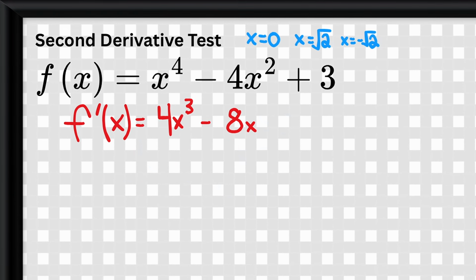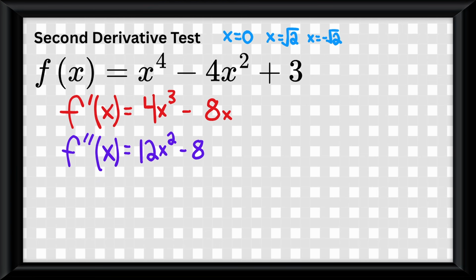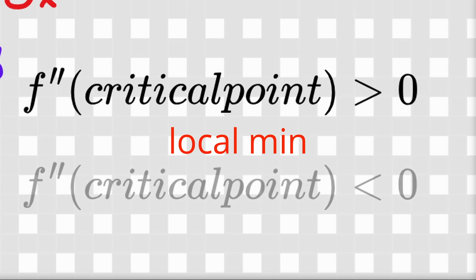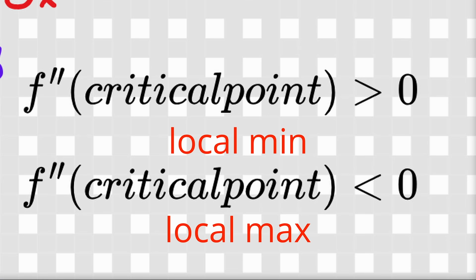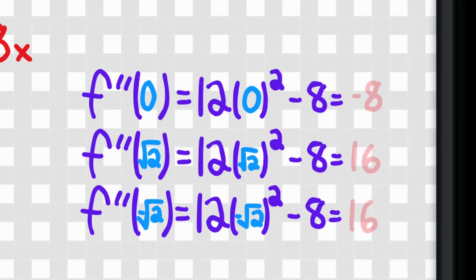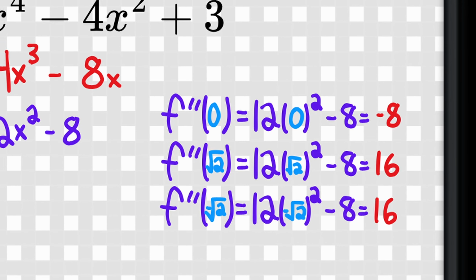Now we find the second derivative, so we get 12x squared minus 8, and here's the idea. If you plug your critical points into your second derivative, if the result is positive, that would be a local minimum. If the result is negative, that would be a local maximum. So really quickly, we plug everything in, and solving, we would get the solutions on the screen now. So we write out our answer.